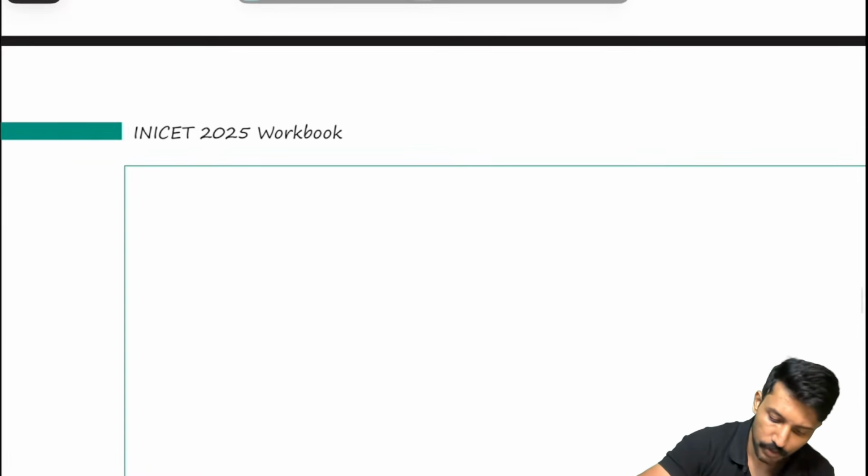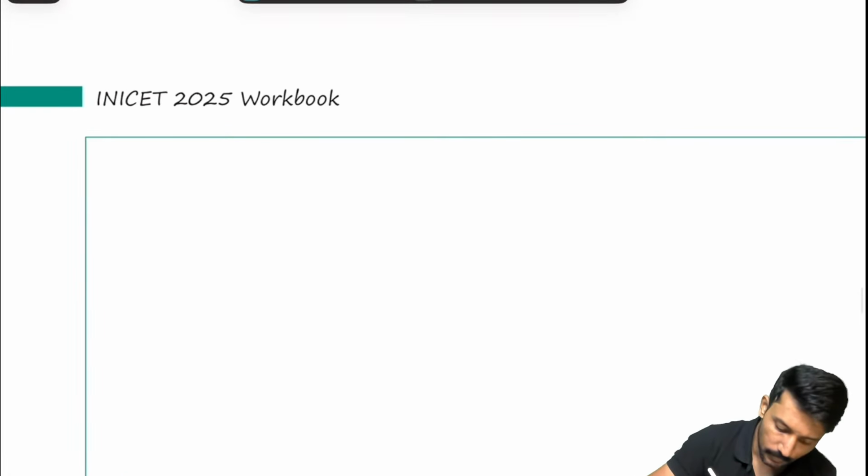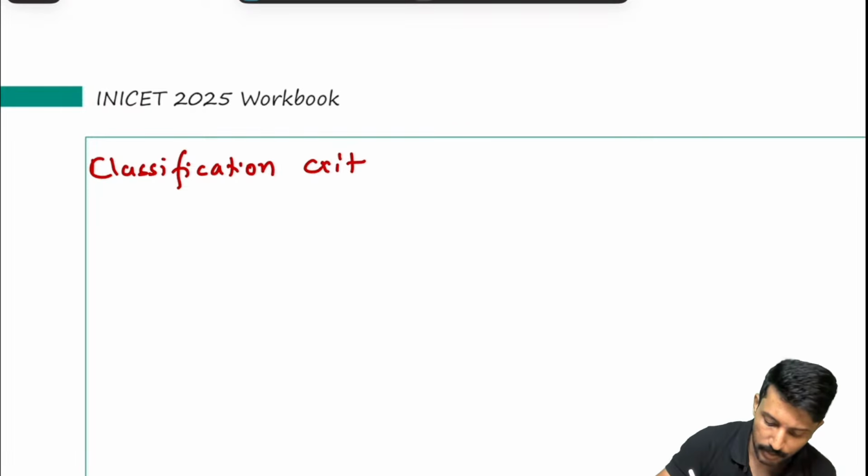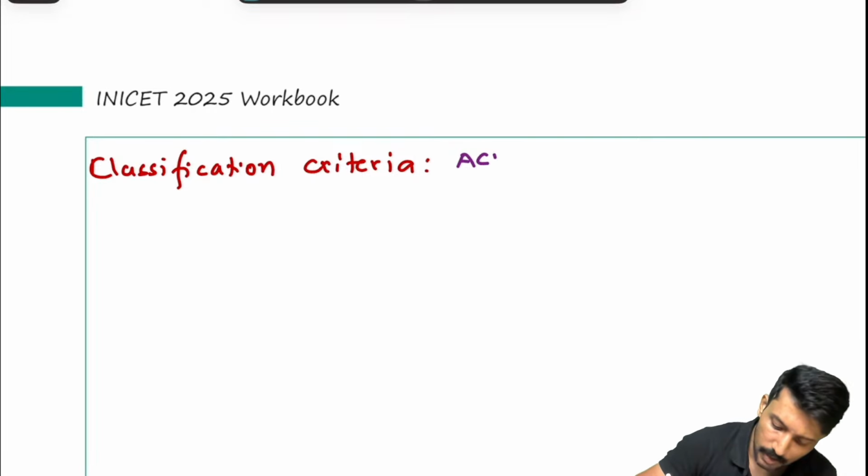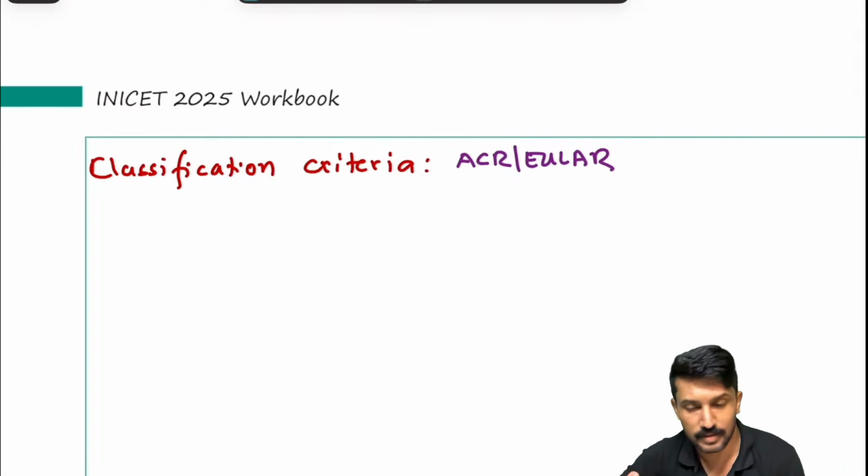So the criteria we are going to call it as the classification criteria. It's not a diagnostic criteria per se. You can diagnose without the criteria being met. The classification criteria currently what we follow is the American College of Rheumatology EULAR criteria. Earlier it was SLICC criteria.